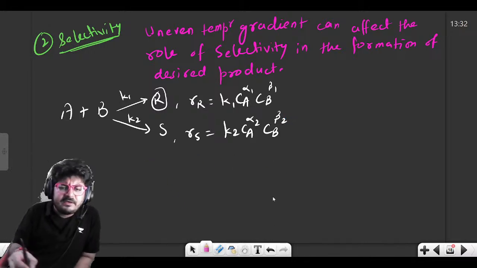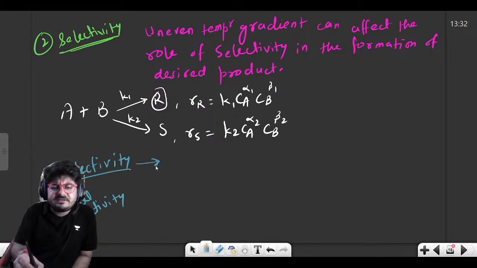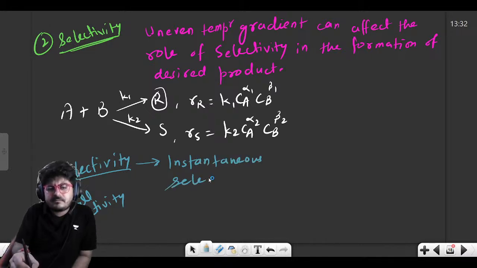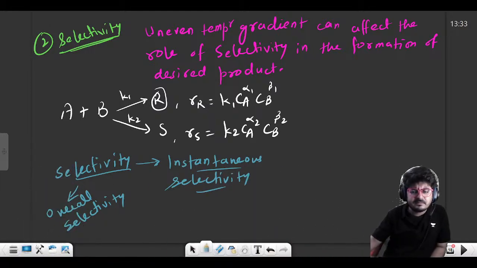So you know that if you talk about the selectivity, we can define it in two ways. I hope you know that. One is overall selectivity, which is of no use in the optimization of reactions. And second is instantaneous selectivity. Overall selectivity is used only in the material balance. ठीक है? While instantaneous selectivity is used for the designing, for the optimization of chemical reactions.